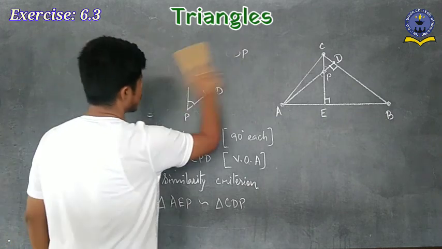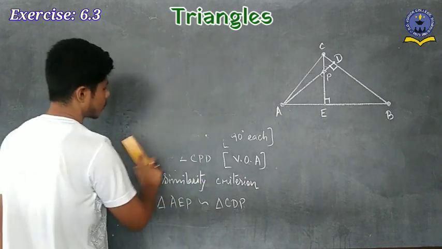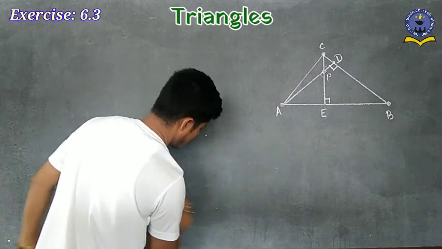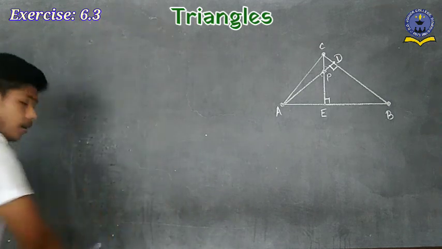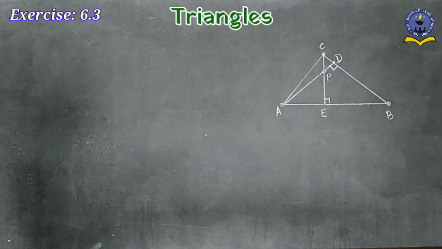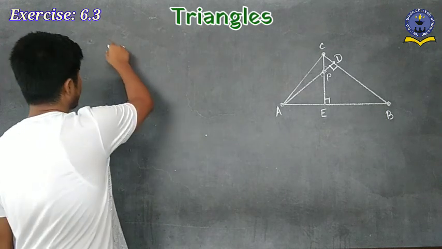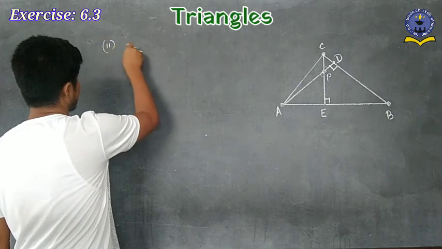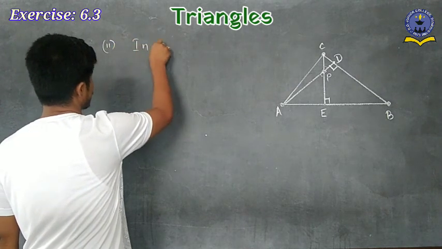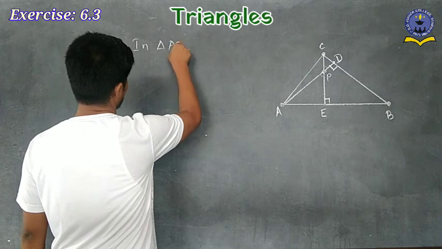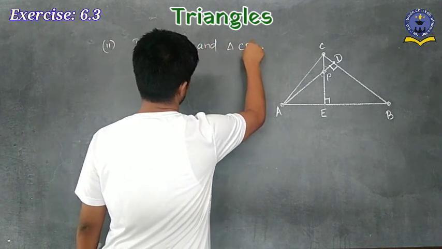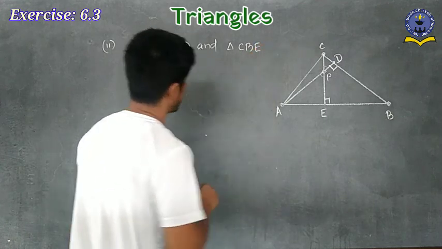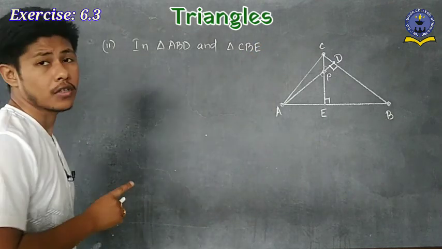How can we do? The same process we have to do here. So for this, now if we write down the second one here, the second one is ABD and CBE. So second one, in triangle ABD and triangle CBE, these two triangles we need to prove similar.